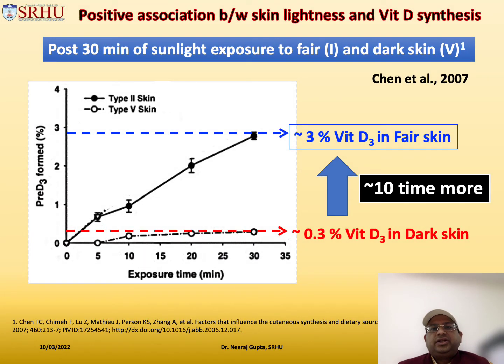Now, I will present here an interesting study where light colored skin type 2 and colored skin type 5 were exposed to sunlight for 30 minutes. And it was seen that there was 10 times more vitamin D formation in the light colored skin as compared to dark skin, as you can see in this graph here. Now, this shows a positive association between skin lightness and vitamin D formation.